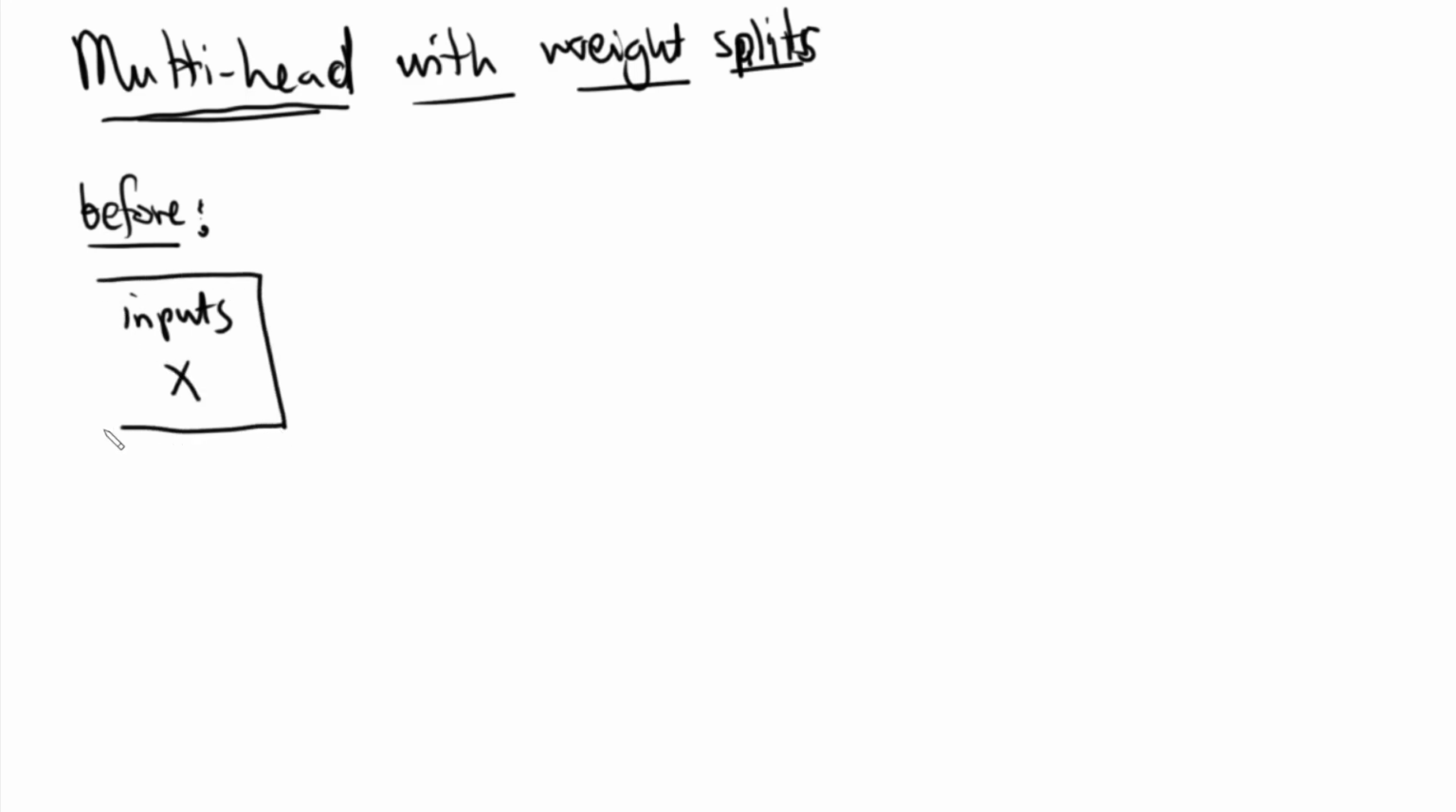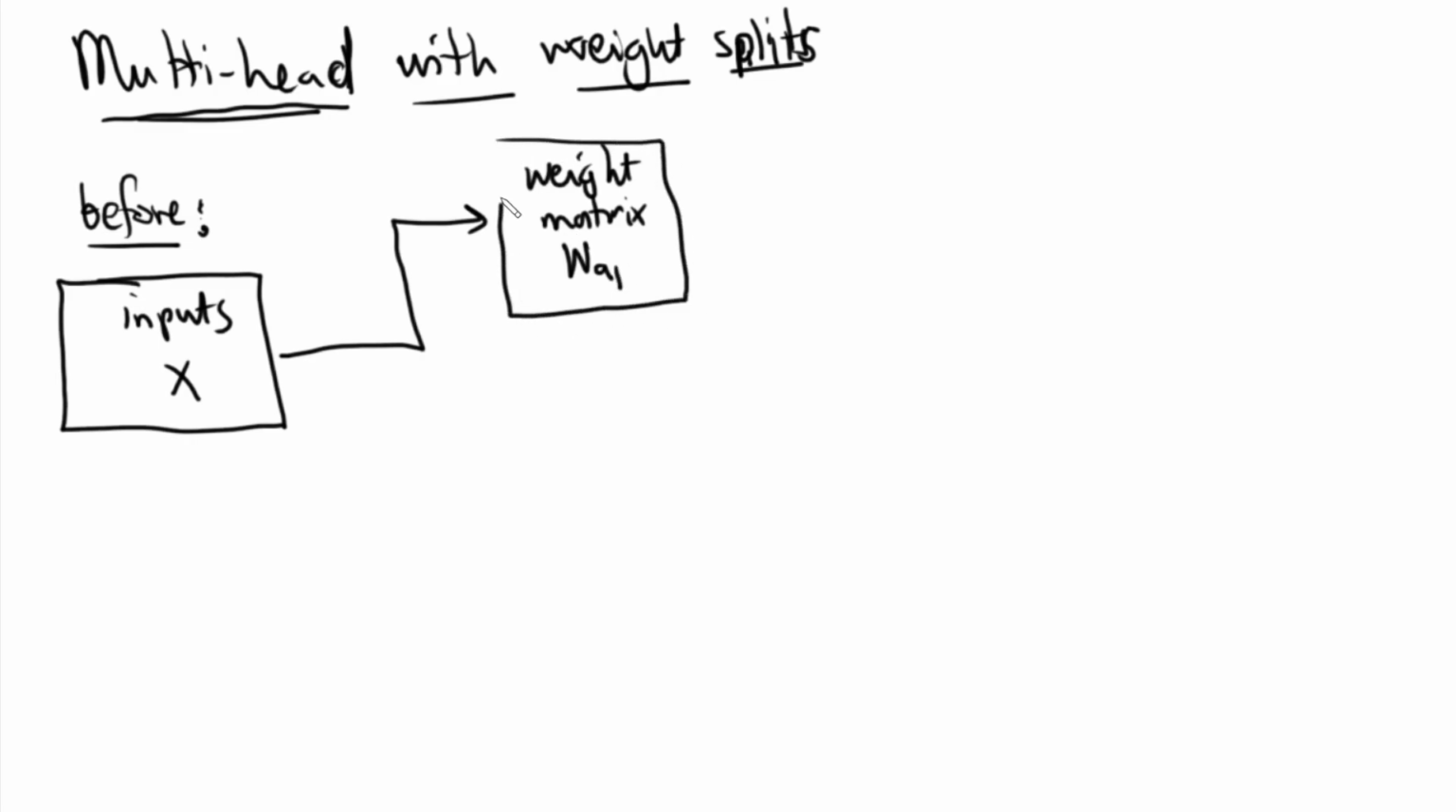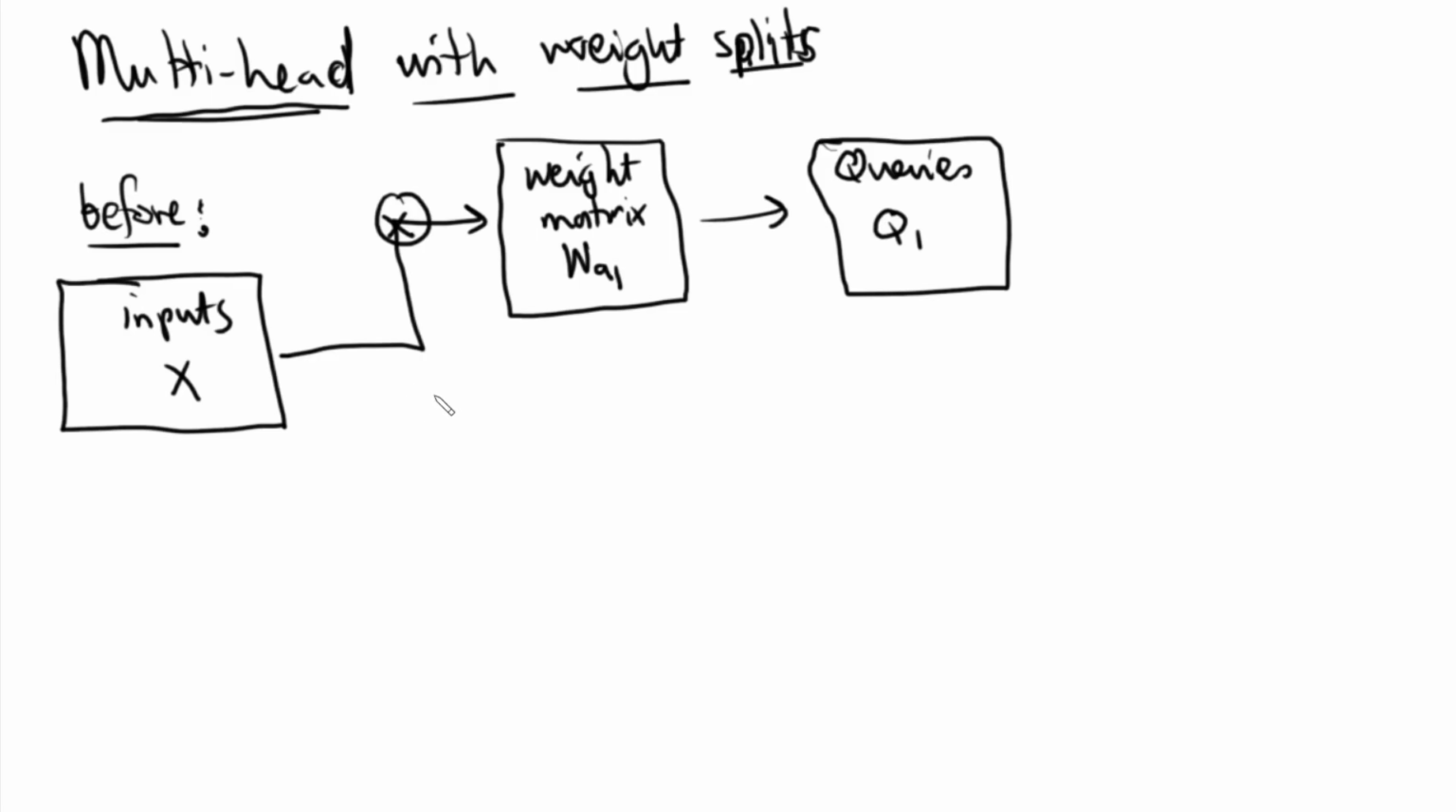So we have our inputs here. What we had before, when we had that multi-head attention wrapper with our causal attention, was we had our inputs, and the inputs were being split. For example, when we're calculating queries, we would have our weight matrix, which was our WQ1. And when we applied that WQ1 to our inputs, we then came up with our queries matrix, Q1. And the application here was a matrix multiplication.